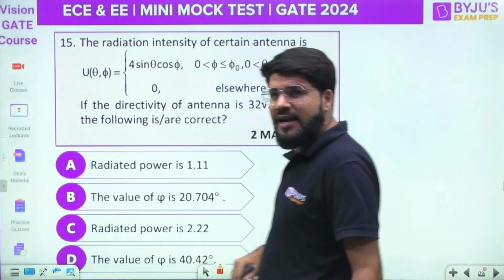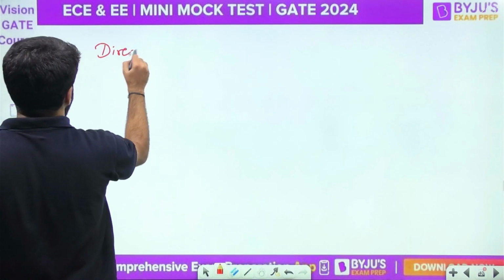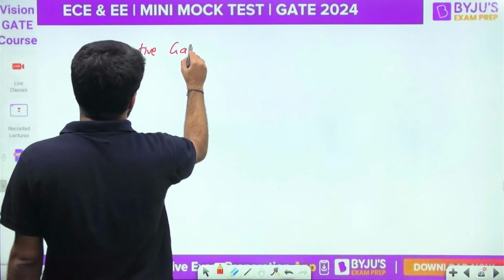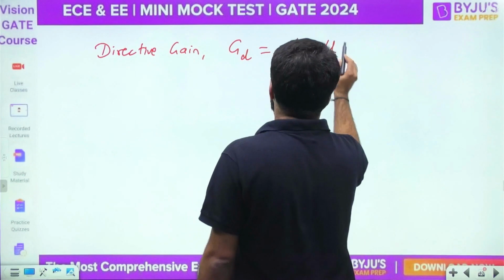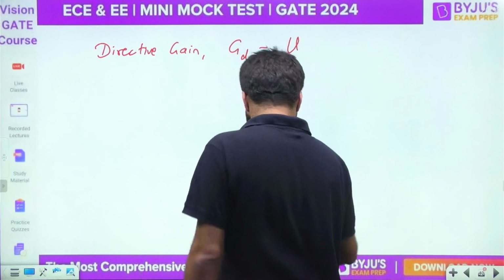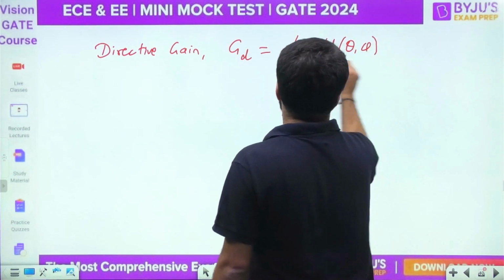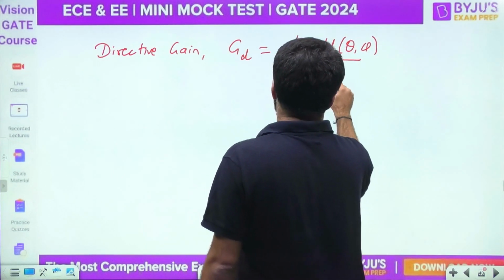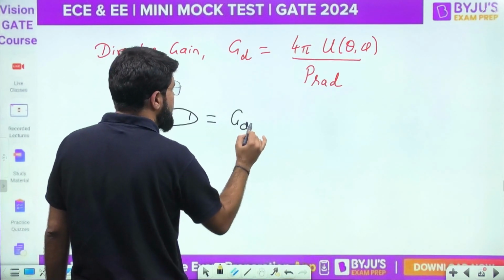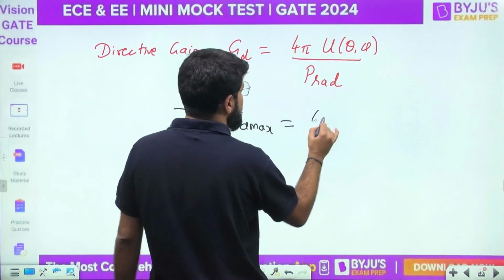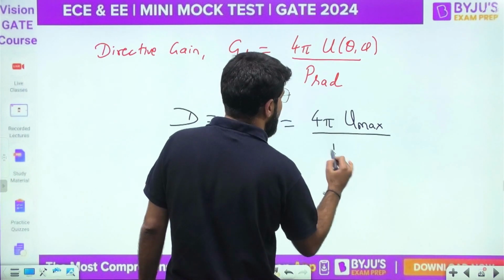So for directivity I can start with the directive gain first of all. What is the directive gain formula? It is given by 4 pi, you can write it this way also. Correct. It is given by 4 pi U theta phi, that is the radiation intensity, divided by the radiated power. So now what is the directivity? The directivity is the maximum value of the directive gain. So the maximum value will be obtained by maximizing the radiation intensity of the antenna.